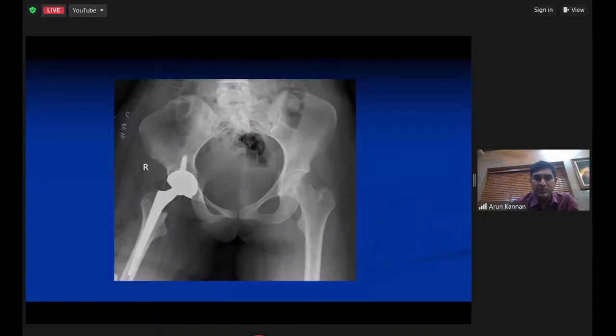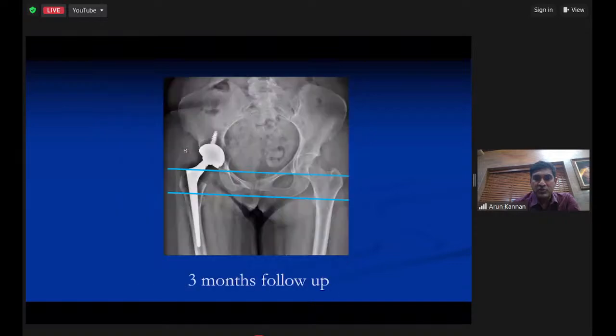So this was the immediate post-op, and this was 3 months post-op. We've lengthened her a little bit and increased the offset also, but it was the stem version. To gain extra version, we've used the Wagner stem, a conical stem, to increase the version so that it would go well beyond the native version.